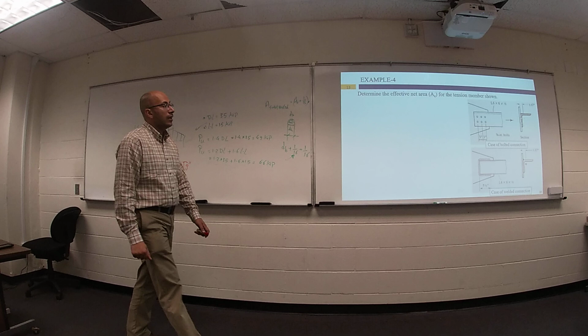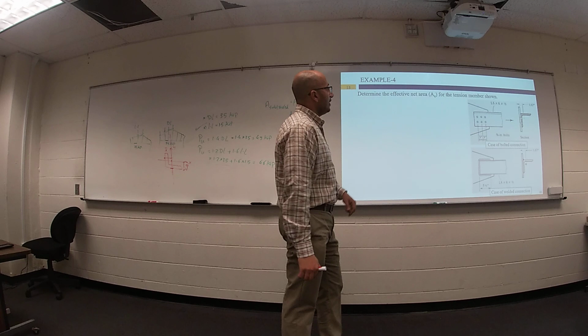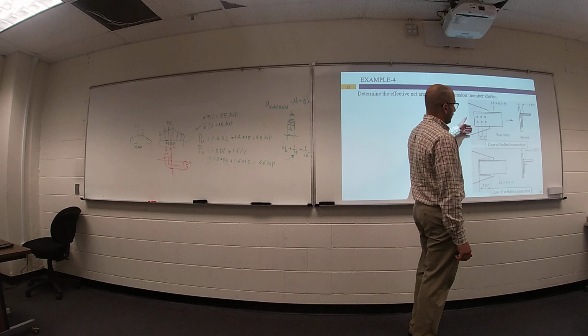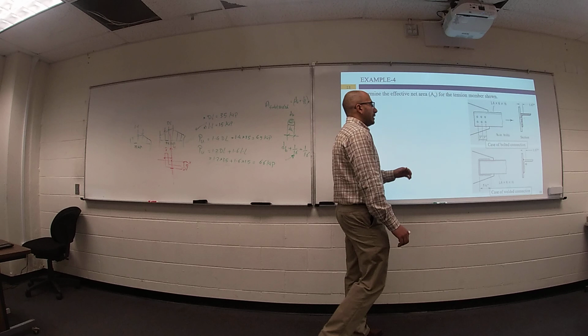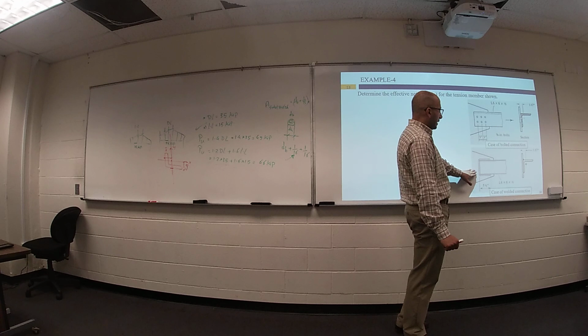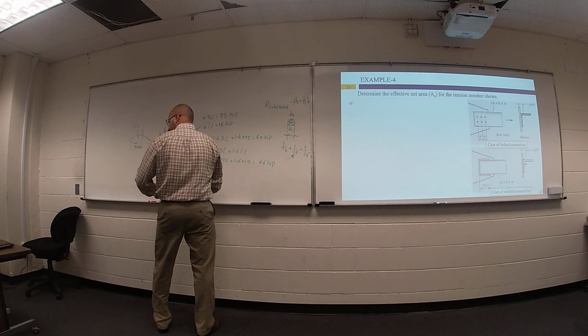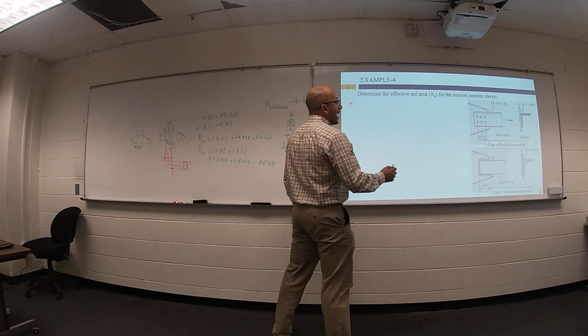So, determine the effective net area for the tension member shown. Your tension member, in this case, is connected by a bolted connection. In this other case, a welded connection. We would like to calculate the effective area. First case. We have an angle 6 times 6 times 1/2.